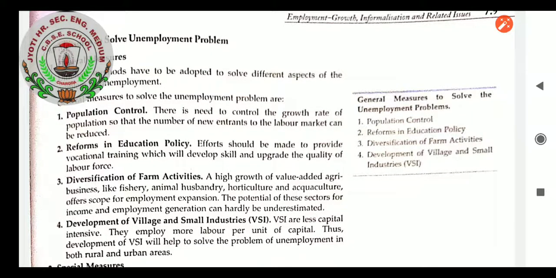Reforms in education policy. Effort should be made to provide vocational training which will develop skill and upgrade the quality of labor force. So there must be reform in education policy, so that after getting proper education and training, people can upgrade themselves with the quality of labor force, and they can make a place in society. Even if they are not getting a place in some job area, they can make a job for themselves.